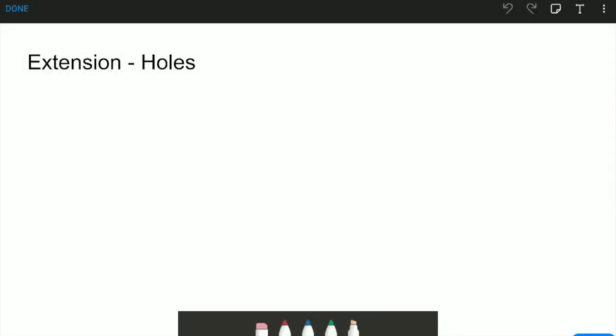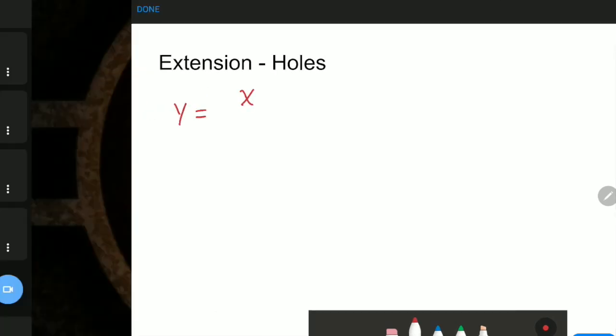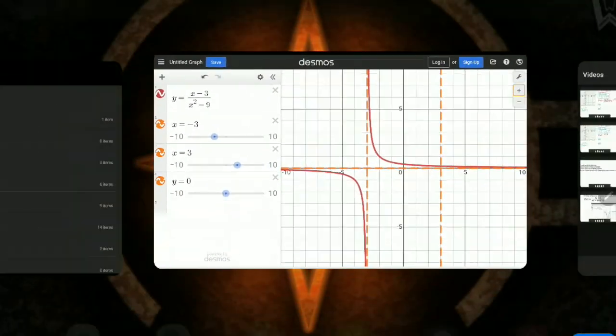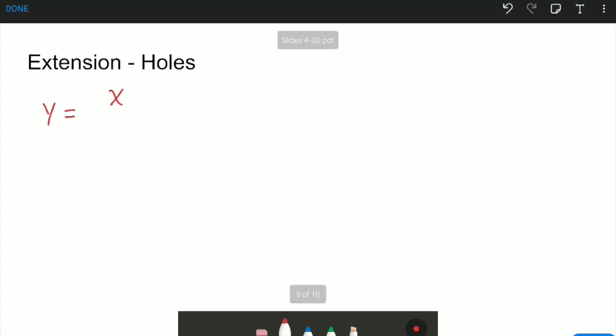Okay, so while this isn't the focus of this particular lesson, I did want to explore it here in the video. I talked about, whenever you have a factor that's also on the top as well as the bottom, it doesn't actually create an asymptote. What happens is it creates a hole, as you can see by the lovely little slide here. So just to explore that real quick.